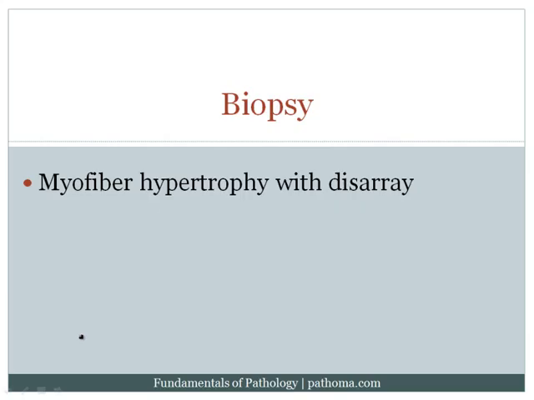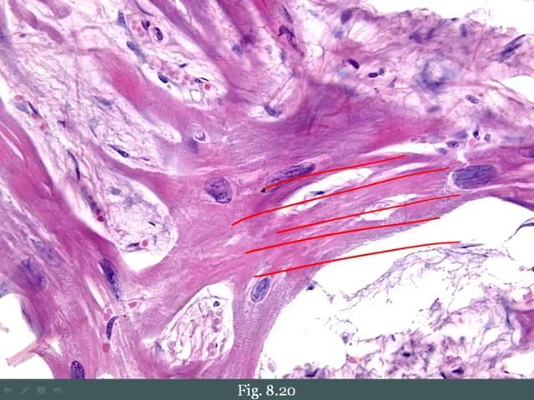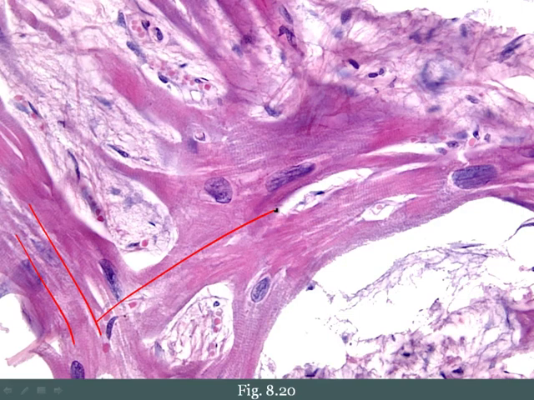Now, if a biopsy were performed, you would see myofiber hypertrophy with disarray. And this is a particularly high yield image, so let me just take you through it. Normally, when you look at the myocytes, they should all sort of be lined up very nicely and in parallel. However, notice here that there's all this disorganization with the myocytes going in every different direction. And that's called myocyte disarray. And it's the classic finding in hypertrophic cardiomyopathy.